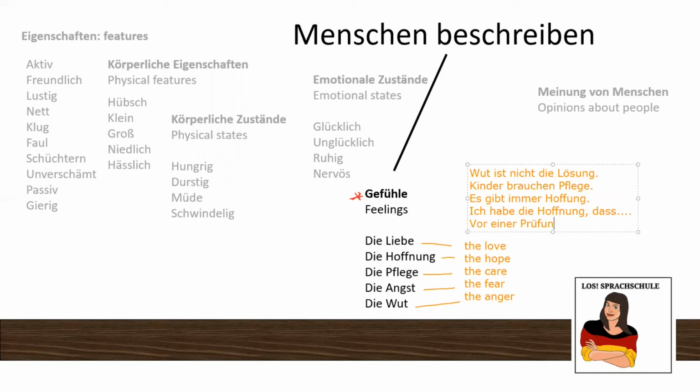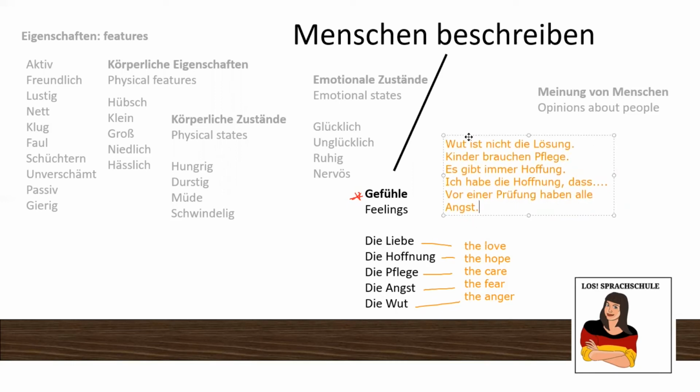Vor einer Prüfung haben alle Angst. Before an exam, everybody has fear. So to have something is also a way to describe a feeling, especially for ich habe Wut, I have anger, but it sounds a little strange. Ich habe Angst, I have the fear that something. Ich habe Pflege, this is wrong, we don't say that. Ich habe Liebe is also wrong, but ich habe die Hoffnung is correct.